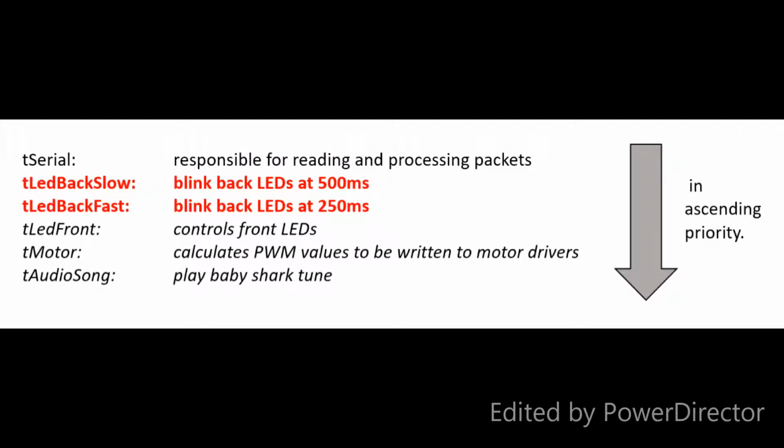Secondly, for the back LED tasks, we synchronize them with the serial task by manually suspending and resuming the respective tasks. We use a local flag in the serial task to track the required blinking state of the back LED.